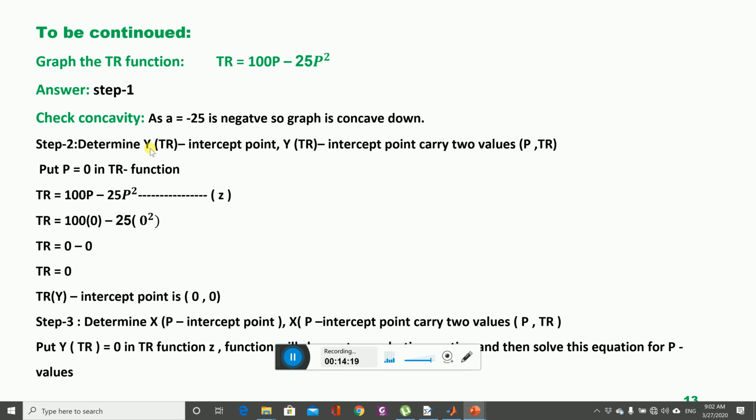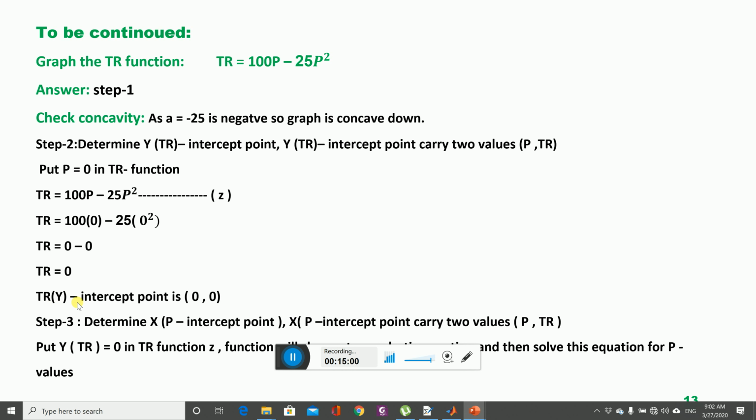Step 2, we have to define the revenue intercept. For the revenue intercept, the condition is that p must be 0. So when we put p equal to 0 in the total revenue function, 100p minus 25p square, total revenue is equal to 100 multiplied by 0 minus 25 multiplied by 0 raised to the power 2. 0 minus 0 is equal to 0. When there is 0 price, nothing is coming, no inflow of money into the organization. That is why revenue is 0. For price equal to 0, revenue is also 0.